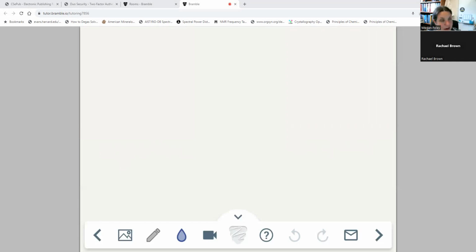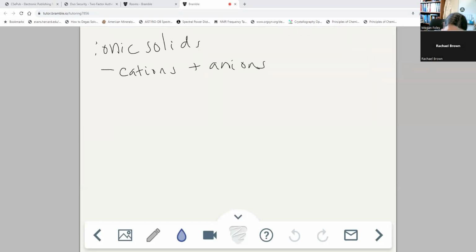So our types of solids are going to be based on what substances make them up. So we have ionic solids. This is going to be made up of cations and anions. Something like sodium chloride would be an example. These ionic solids are going to be very high melting, but they're going to be non-conductive, and all the ions are going to be held together by ionic bonds.